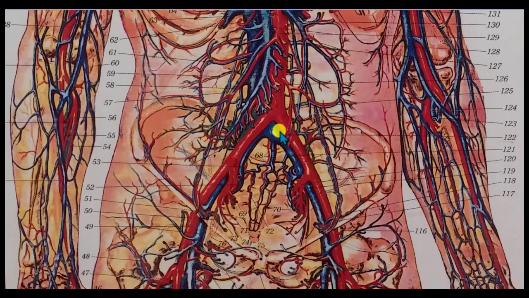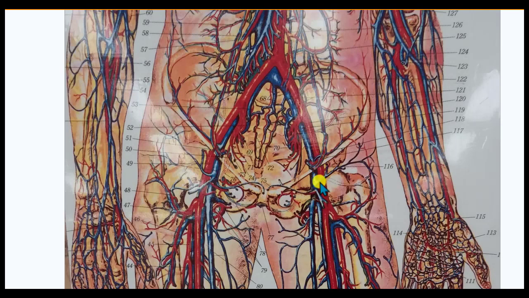On the venous side, everything is running right alongside. So we have the external iliac vein and the internal iliac vein that merge into the common iliac vein, and the two common iliac veins merge into the inferior vena cava running up through the abdomen.